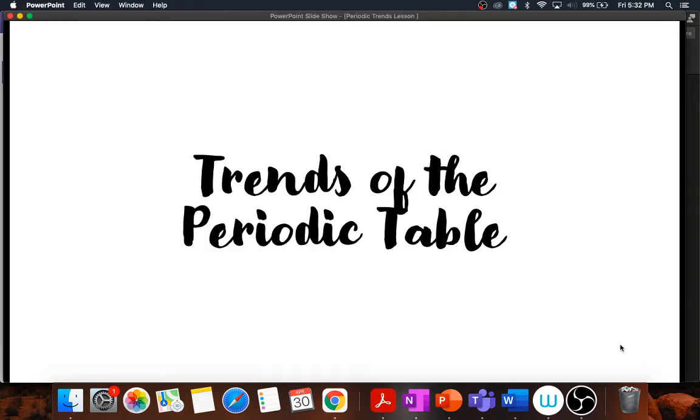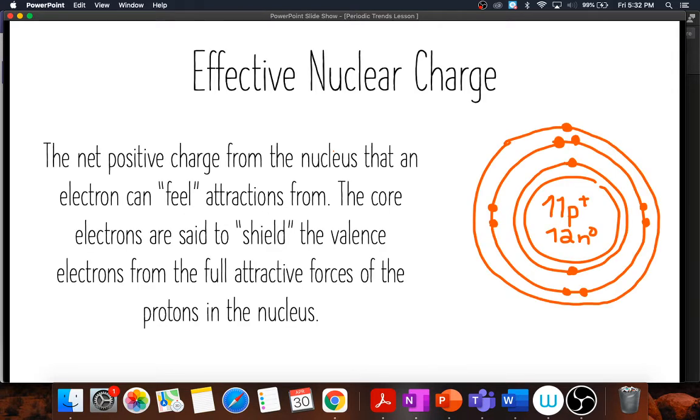All right, let's take a look at the trends of the periodic table, starting with atomic radius. Before we get into what atomic radius is, let's take a look at something called effective nuclear charge that can help us understand the trends that we see on the periodic table. So on the right side here, I've drawn a Bohr-Rutherford diagram for sodium. And in this Bohr-Rutherford diagram, you will notice there are positive protons in the nucleus, and the dots are supposed to represent the electrons that are all around it.